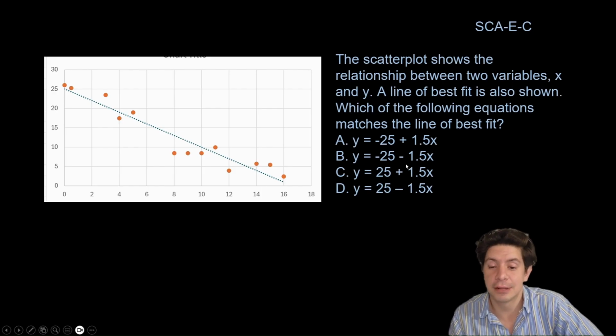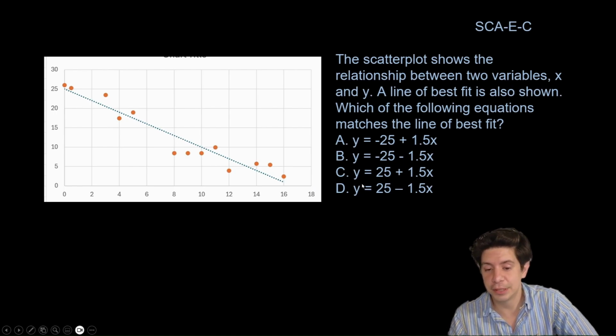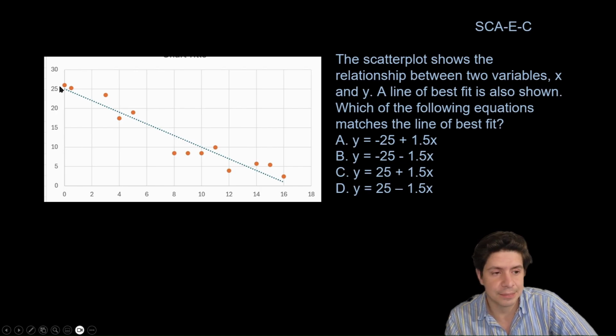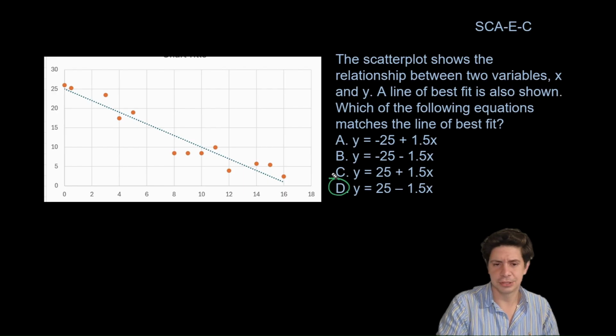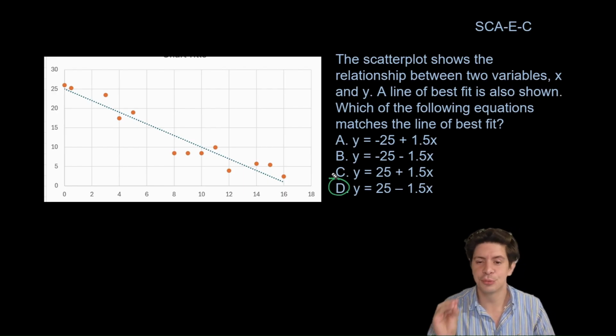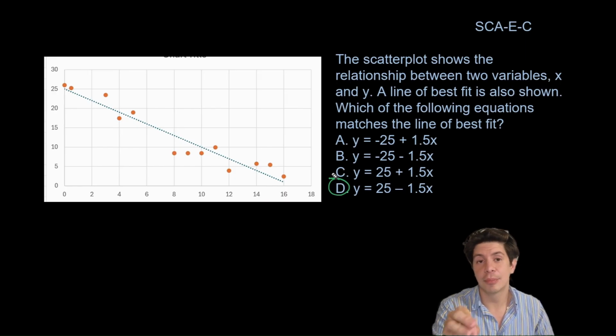Again, compare the values they give us: negative 25 plus 1.5x, negative 25 minus 1.5x. So I can see it's a negative slope, so it has to be either B or D. And then it has a positive y-intercept, so it has to be D. All right, so that is just clean and easy. They shouldn't take you more than 30 seconds. This is just about getting confident and understanding what they mean by line of best fit and how to approach the answer choices.